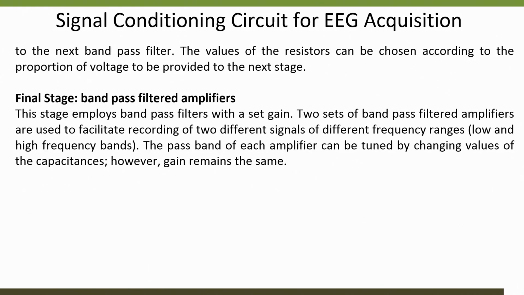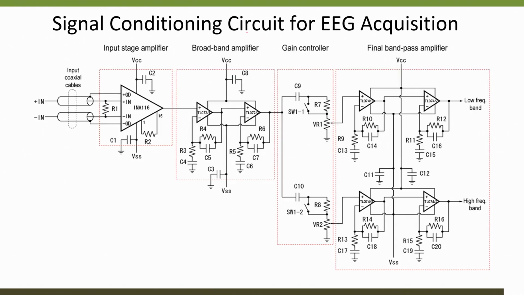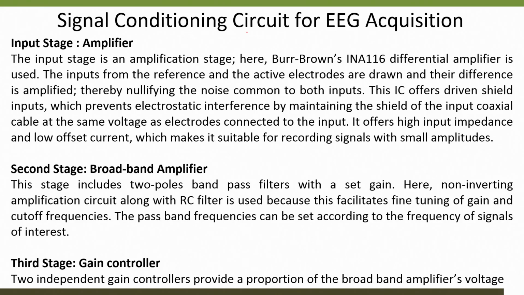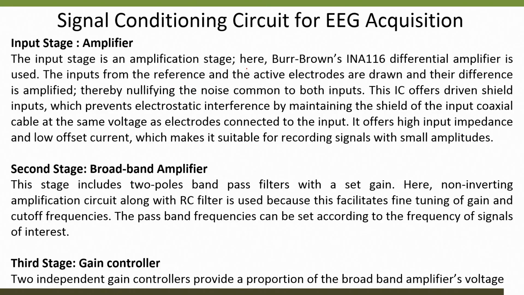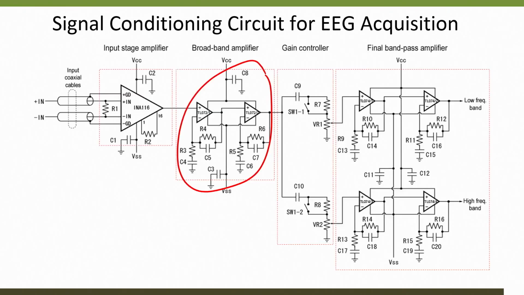The second stage is a broadband amplifier. This stage includes 2 pole band pass filters, as you can see here, right, 2 pole band pass filter, and with a set gain. Here a non-inverting amplification circuit along with an RC filter is used because this facilitates fine tuning of gain and cutoff frequencies. The pass band frequencies can be set according to the frequency of the signals of interest. It is very easy to understand. While the third stage is the gain controller, which is this particular stage.